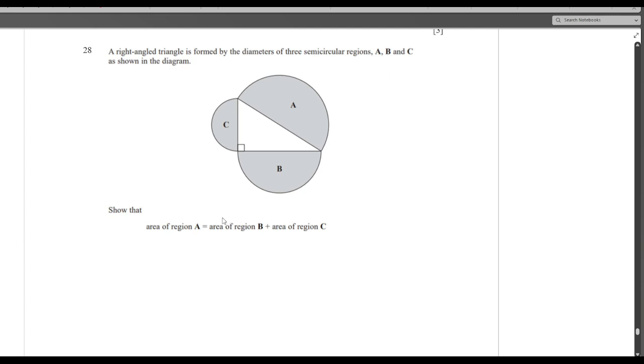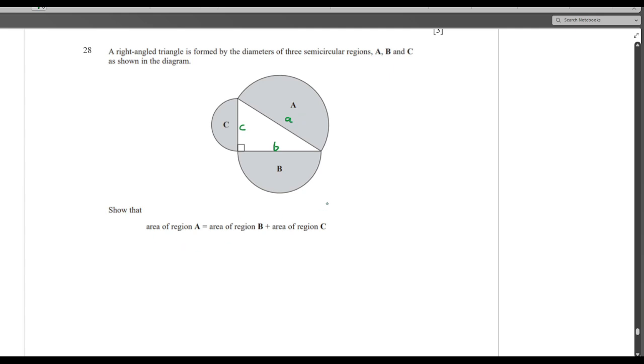Now a right angle triangle is formed with the diameters of the three semicircle regions A, B, C as shown. Show that the area of region A is equal to the area of region B plus the area of region C. Let us consider this length is B, this length is C, and this length is A.